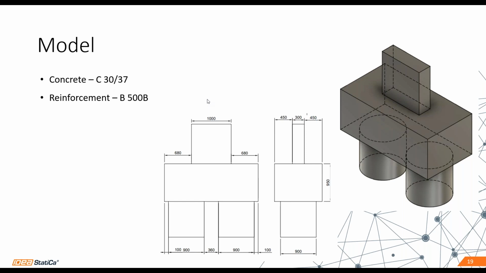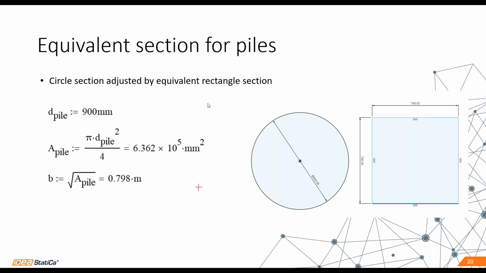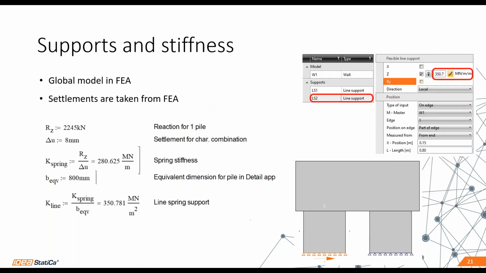These are the inputs. In the first stage, we need to create this equivalent section from the pile, from the circular to the rectangular. So the same equation as in the previous example. But what is different are the stiffnesses on the supports. Generally, the stiffness of the supports changes the results in the reinforcement in the concrete.